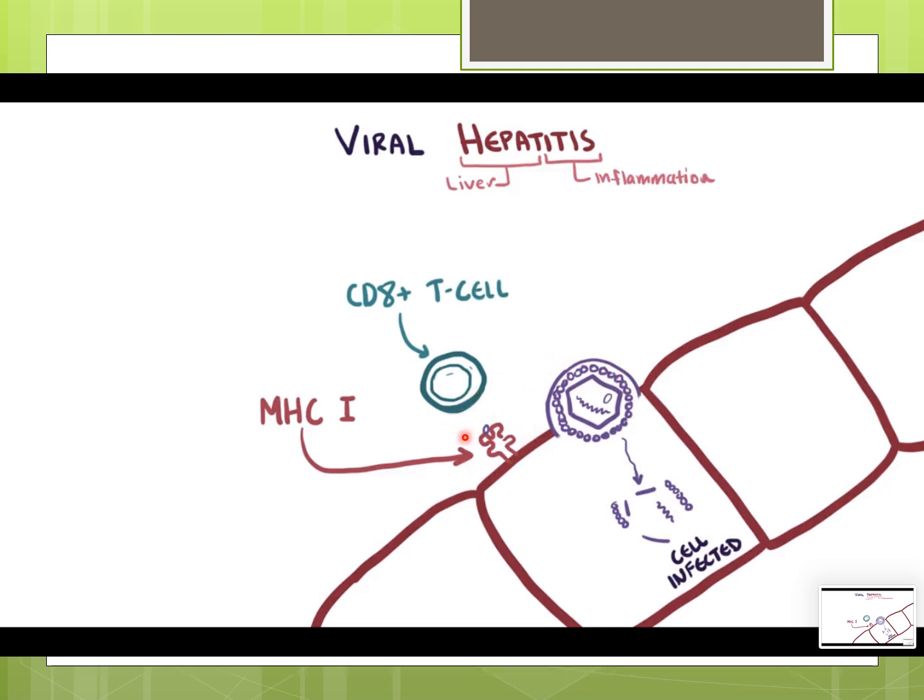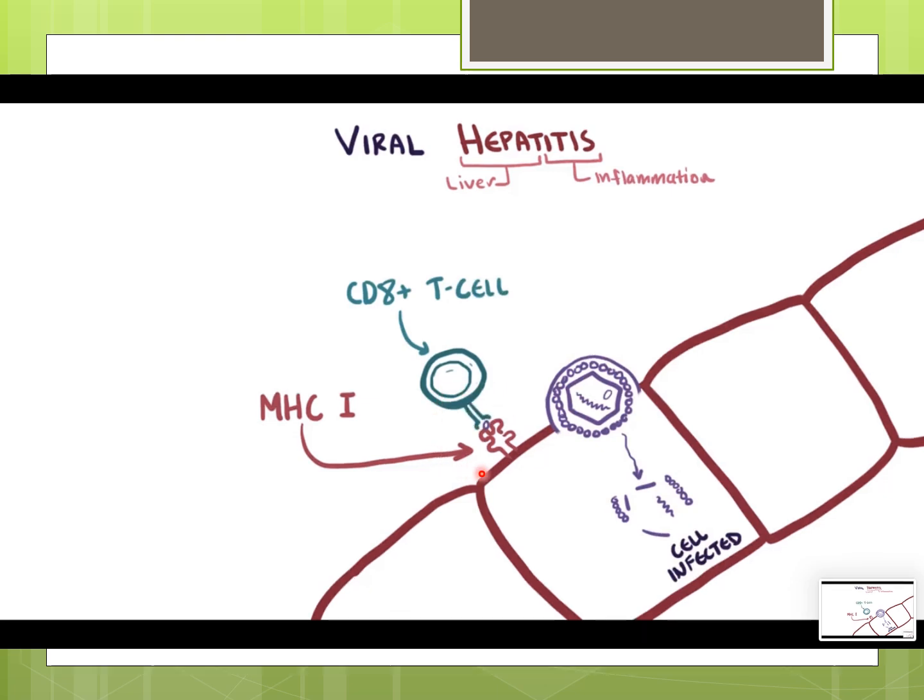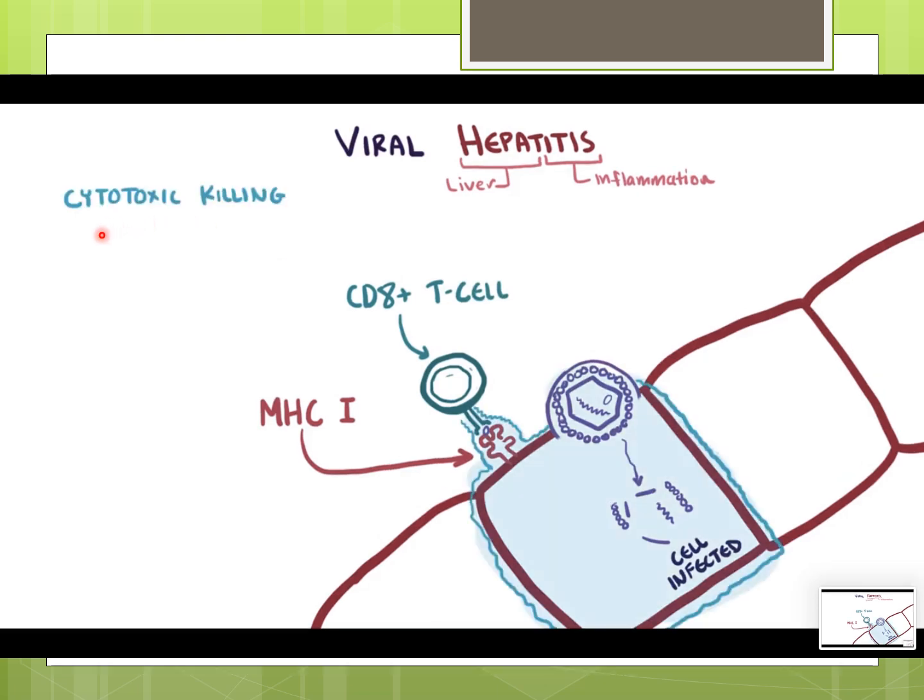Because of the presence of this new molecule, it will now recognize it, and then it will cause death of this cell. Cytotoxic killing of the cell by the CD8 T lymphocyte occurs, because when the infection occurs, the antigenicity of this cell is changed by MHC class 1 molecules. This is how the cell death occurs in viral hepatitis due to these viruses.